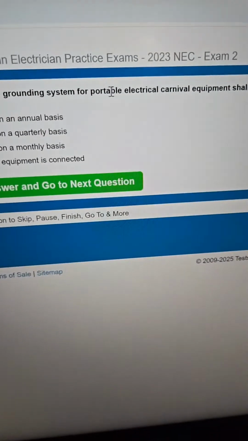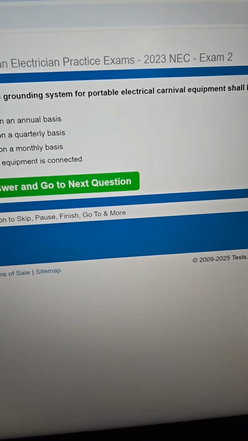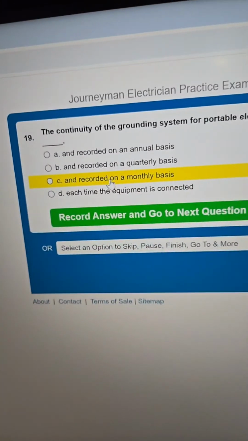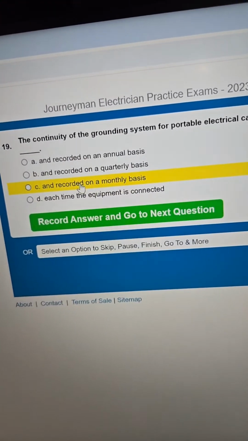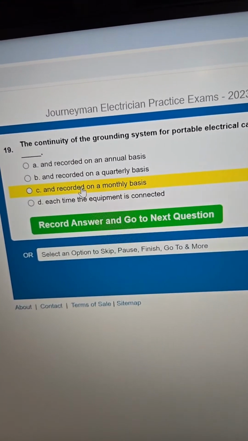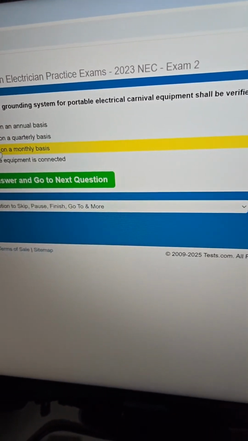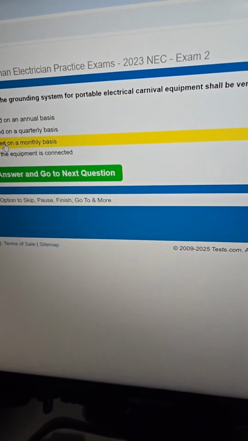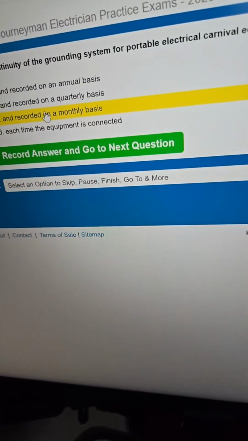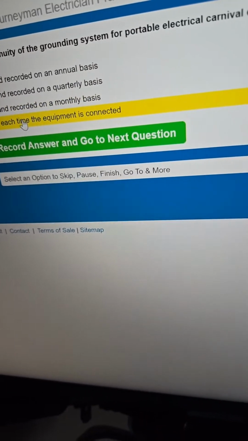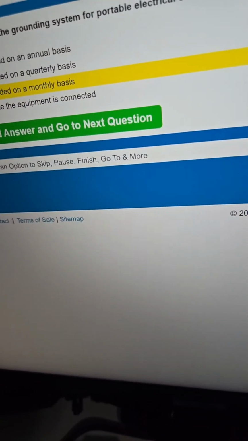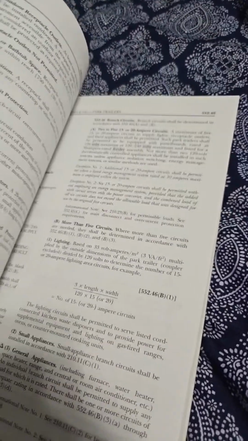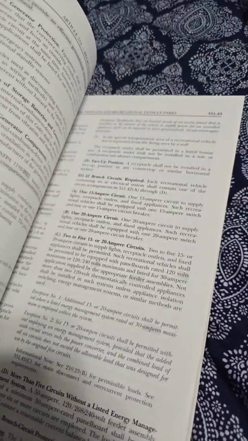The continuity of a grounding system in portable electrical carnival equipment shall be verified. Oh, geez. That's got to be each time it's connected. But it would need to be monthly as well because you want to make sure that. What is carnivals? Like 6 something weird? You guys think I can find it?